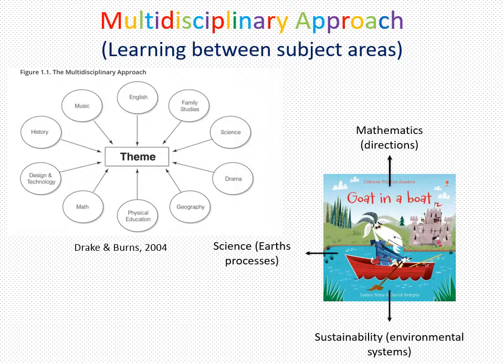An example of this approach may be selecting a core theme such as a book about a small boat making its way through the ocean, and linking it to other subject areas such as mathematics, exploring directions, science, understanding earth processes, and sustainability, understanding how environmental systems interact. As such, multidisciplinary instruction helps students connect and use information that they have learned from one discipline to address the problem at hand and situations within the real world.